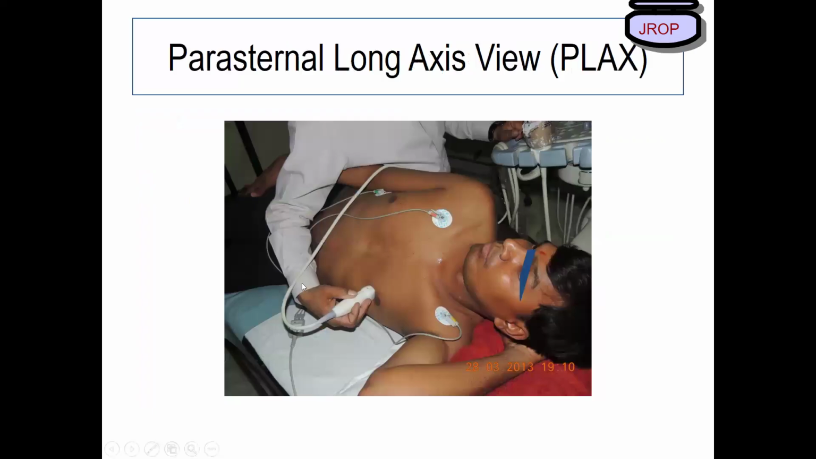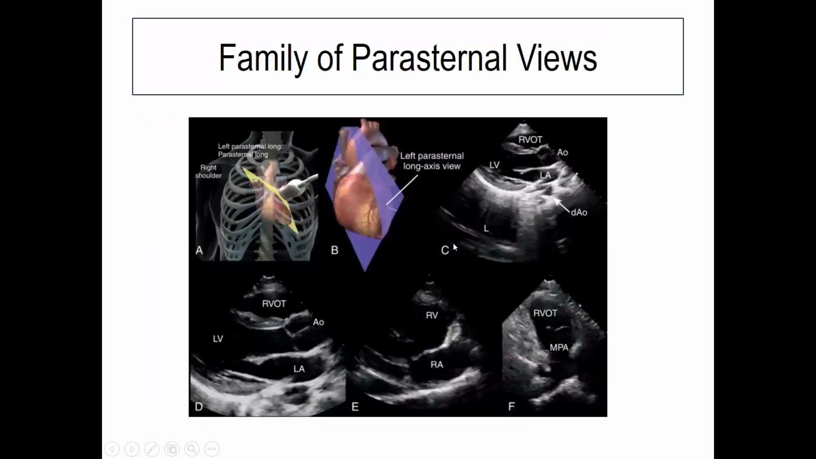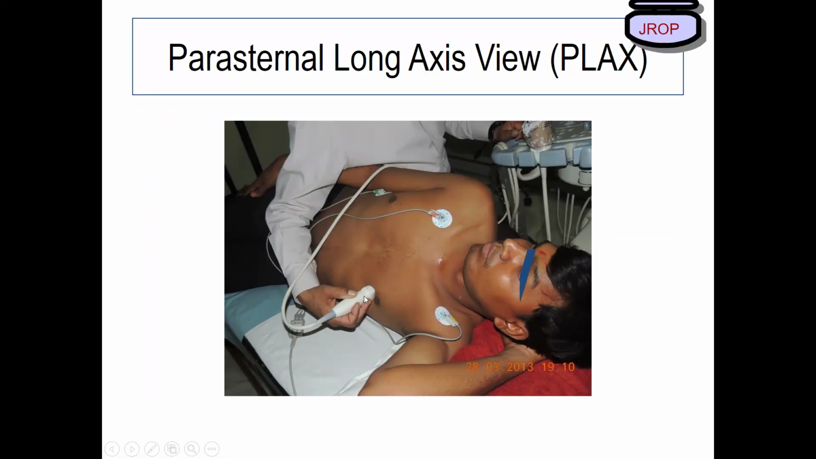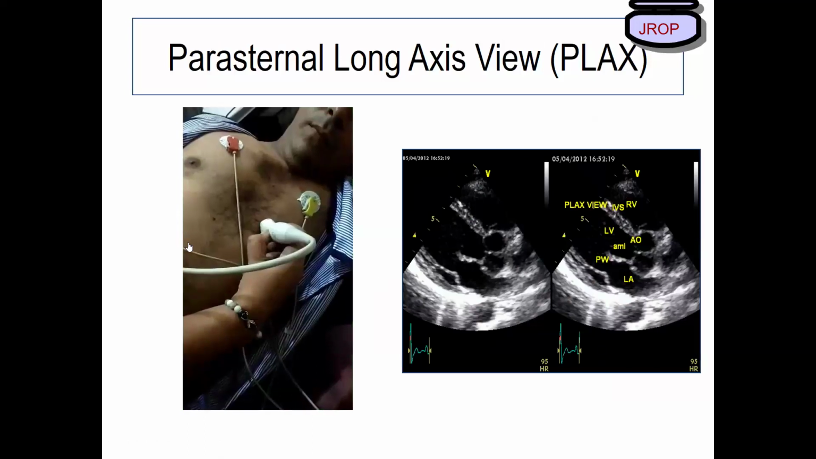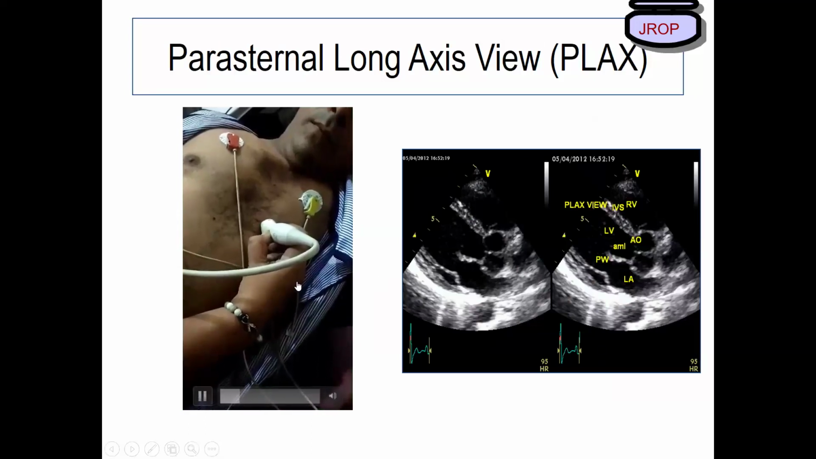This is the index marker, third intercostal space closer to the chest, index marker facing 11 o'clock position, and this is the hip apex, and this is the right shoulder. So what we get is the parasternal long axis view. And in this parasternal long axis view, these are the various views. Look, here is the image.